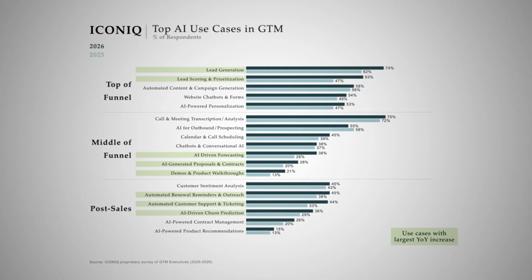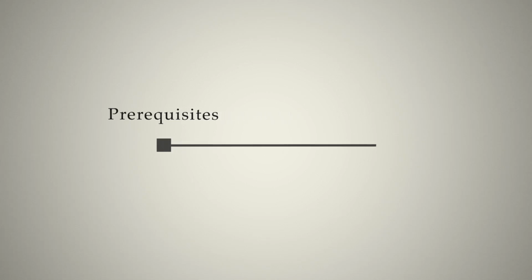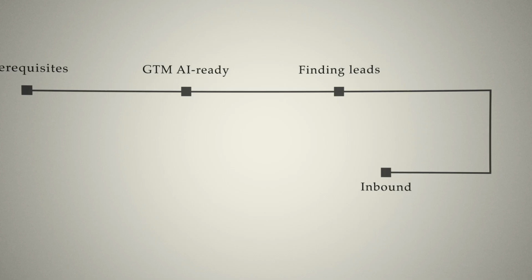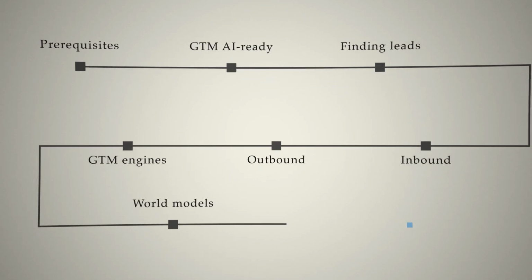But for them to work well and for you to actually use them, there's a lot of setup involved, and a lot of understanding of how these systems work. So, a bit of an agenda. I'm going to go over some prerequisites, what I would have expected you to have going into this. How do we make your GTM AI ready? How do we find leads with agents? How do we do inbound lead generation, outbound lead generation, GTM engines, world models, and some sort of conclusion?